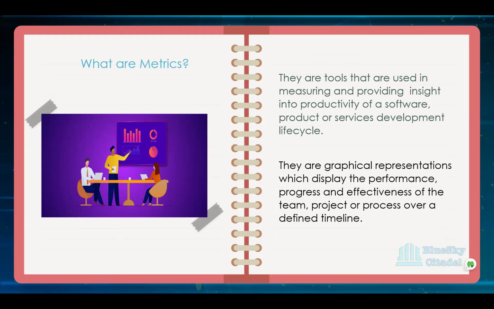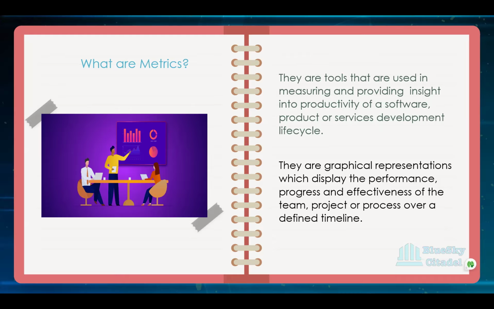Okay. So metrics when it comes to Scrum or Agile are tools that you use to provide insight into the productivity of a software, the product, or the team's progress itself, or the services development life cycle, depending. It could be a product or a process or a service life cycle. So that's what your metrics measure or track, depending on what you want to use.